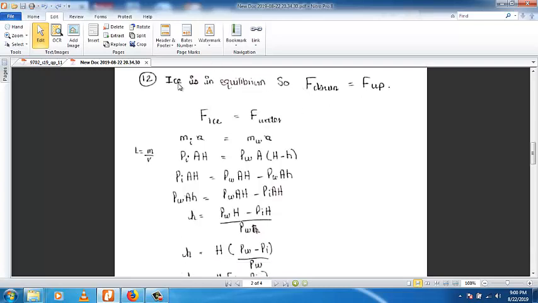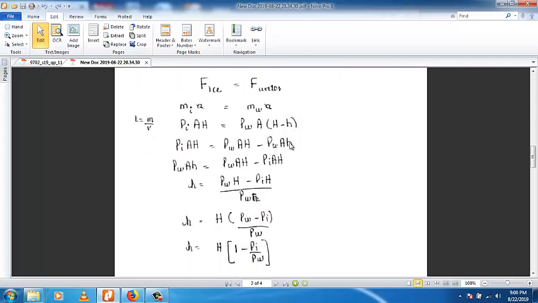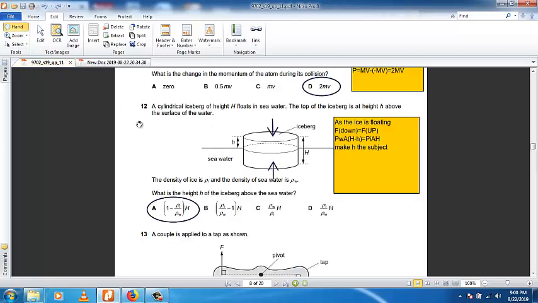So the force because of the ice equals ma, mass of ice into acceleration, and the force due to water is mass of water into acceleration. The acceleration gets cancelled, so it's not important. So we are left with the mass. So mass is density into volume. So density of ice into volume, area into height of ice, and density of water, area into height of water. You know that it's H minus h. You can see from here that the total height is H, so the small h is deducted, so it's H minus h.